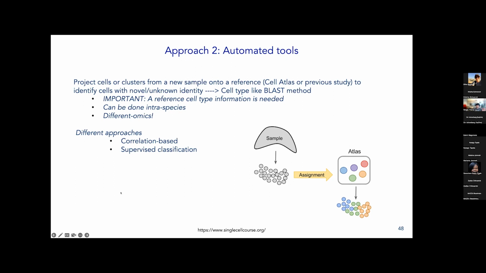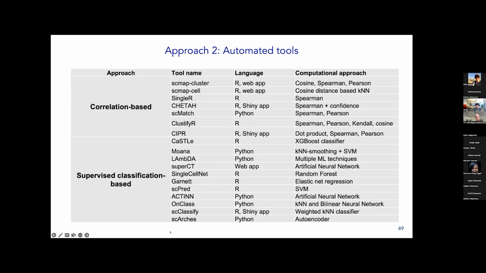There are different ways to do this: correlation-based and supervised classification. Correlation-based is where you try to find which groups correlate the most with your sample, and based on that, you assign it. Supervised classification uses different machine learning approaches to annotate. There are a lot of automated tools nowadays. This is just a small set of what is reported, but these work in R, in Python, in MATLAB. There are different approaches for this.